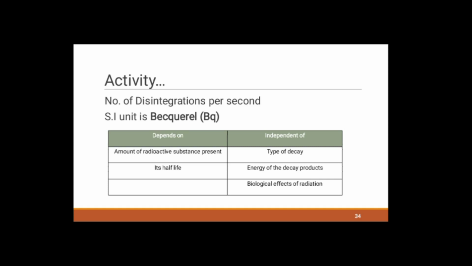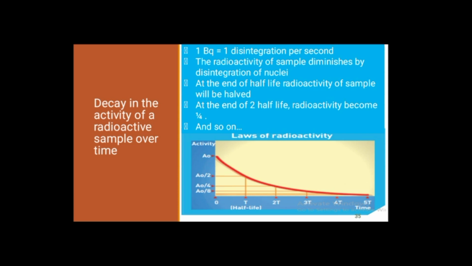And the next one is a graph showing the relation between activity and half-life, and as you can see the graph is an exponential decay function. So as the half-life increases, the activity is decreasing exponentially, and with the end of the first half-life the activity decreases to half, and after two half-lives the activity becomes 1 by 4. This continues until the sample reaches a stable state.